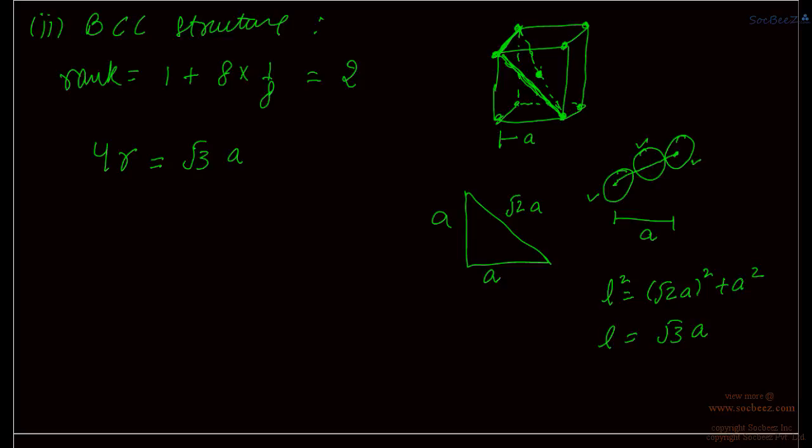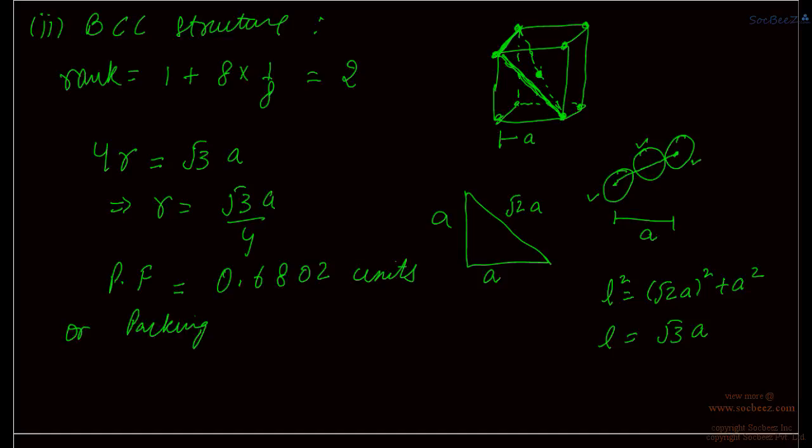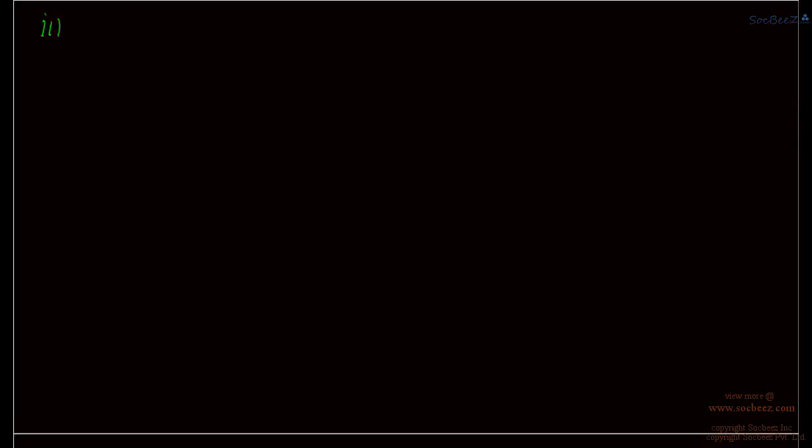So in this case it comes out that 4r equals root 3a. From here the value of r is root 3a upon 4, and from here the packing fraction comes out to be 0.6802, or packing efficiency equals 68.02%.